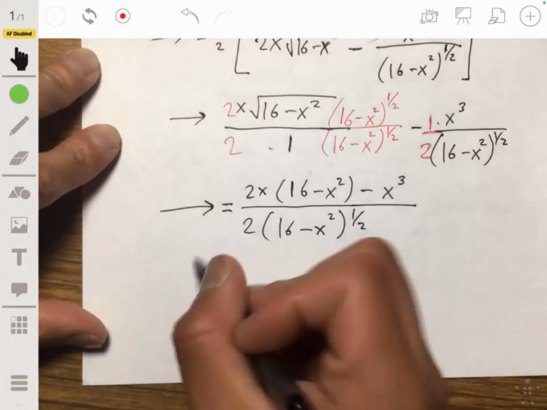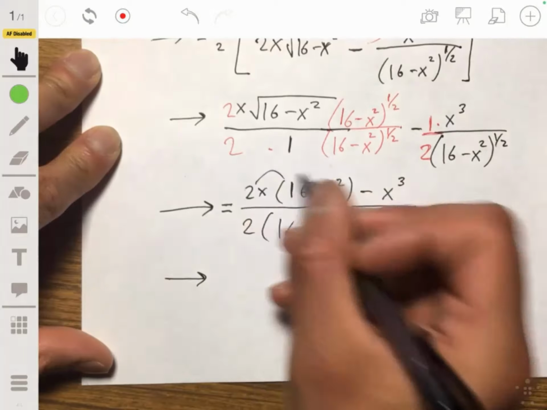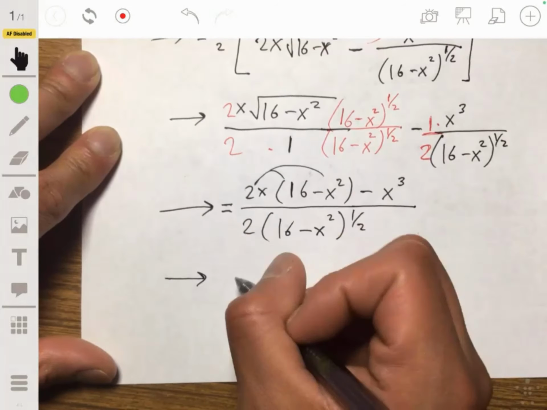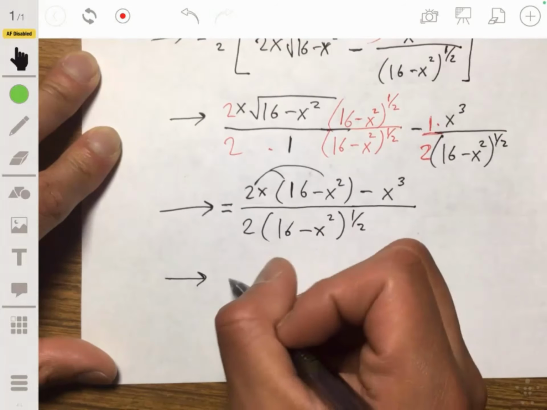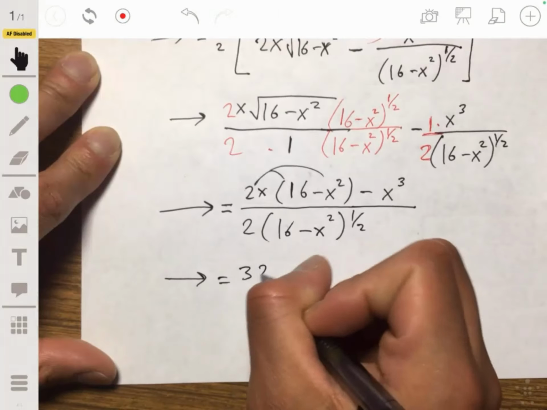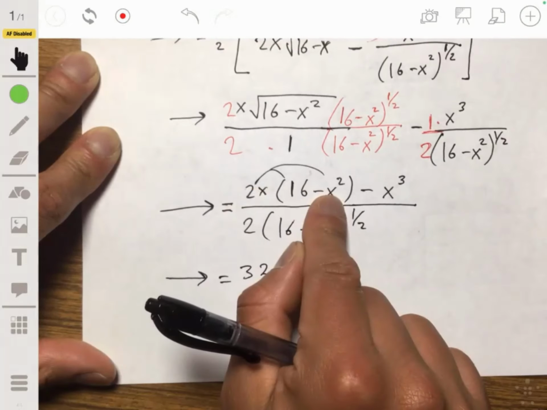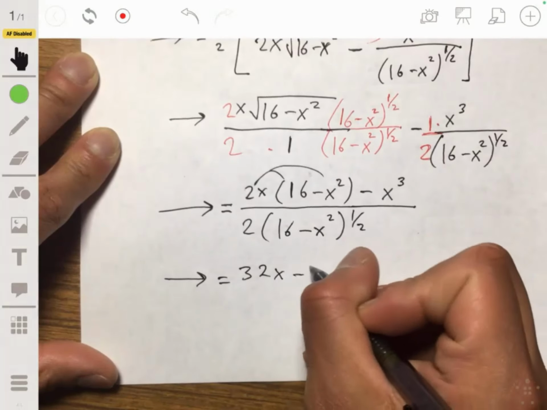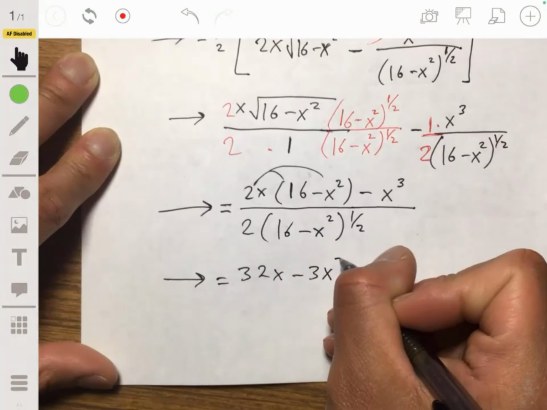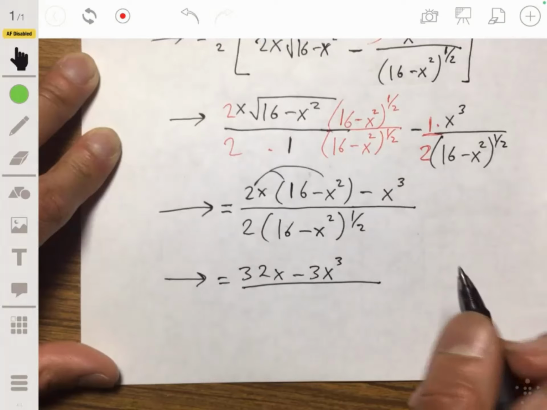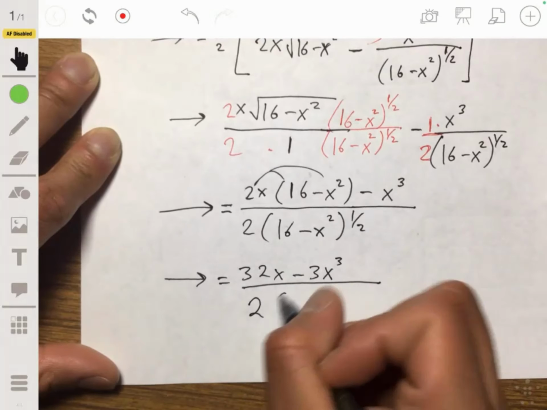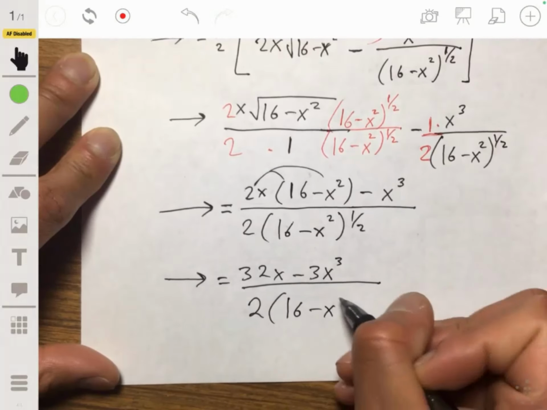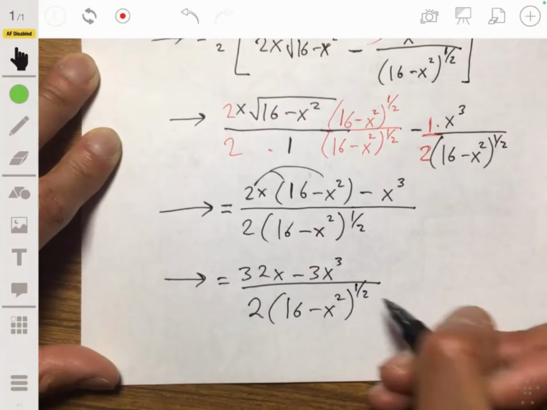One more step maybe just to clean it up. Distributing the 2x, we'll have 32x minus 2x cubed minus x cubed, so minus 3x cubed, over 2 times 16 minus x squared to the 1/2 power.